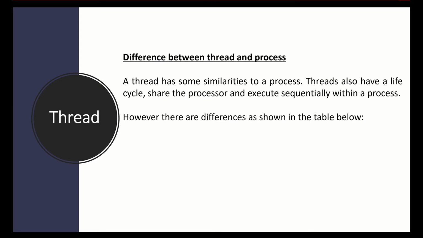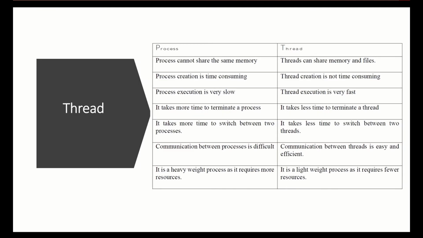The difference between a process and a thread is simply that the process is the one to create threads. So a thread has no similarities to a process. Threads also have a life cycle. They share the processor and execute sequentially within a process. So you can't compare a process with a thread, since a thread exists because of the process. But there are some differences in the table below.